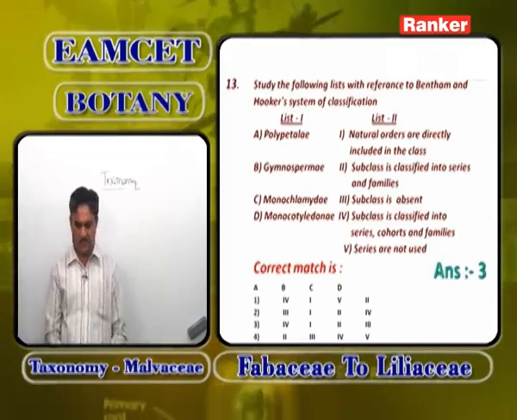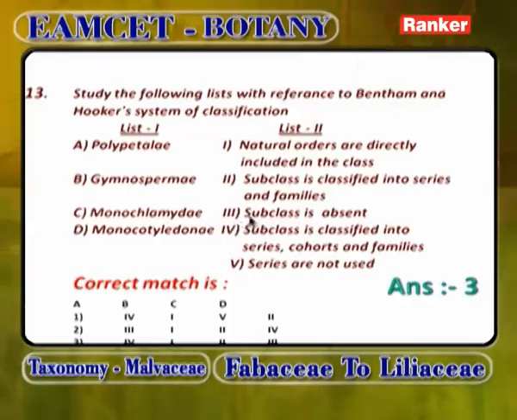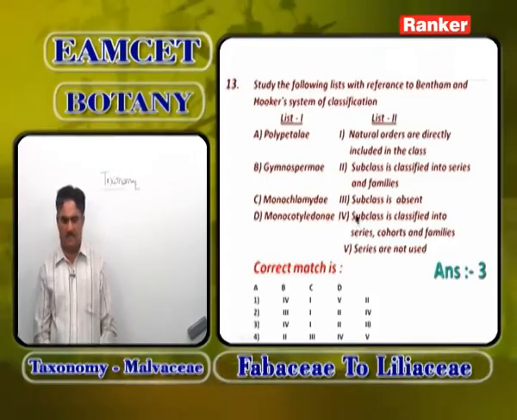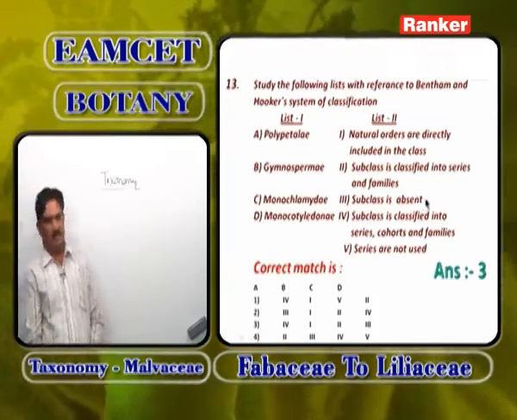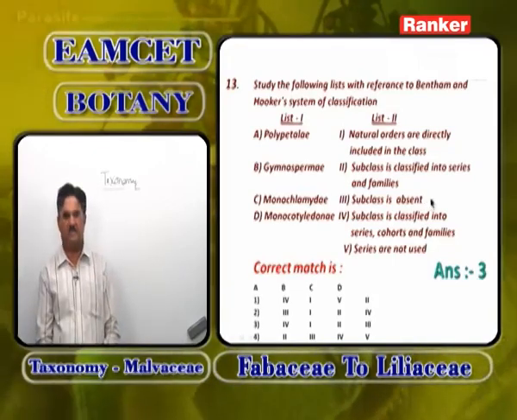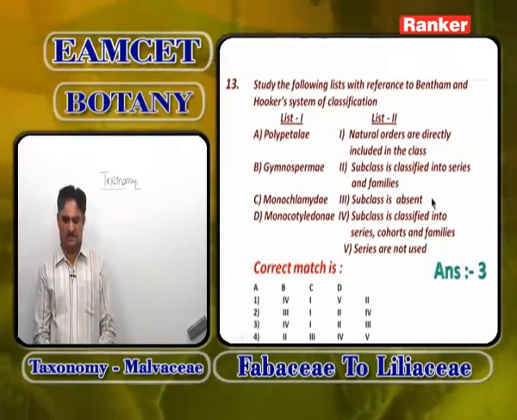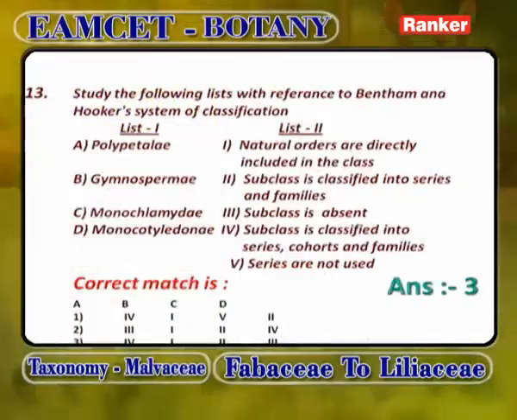Then C2. C2 means subclass is classified into series and families. Monochlamydeae is a subclass. Here no cohorts. Cohorts are completely absent. It is divided into 8 series where the families are directly kept. Then D3. D3 means Monocotyledonae. Subclasses are completely absent. In Monocotyledonae, directly series are there. Series is also not divided into cohorts. The families are directly kept in the series. So subclasses are absent. This is the identification of the correct match in this tabular form.